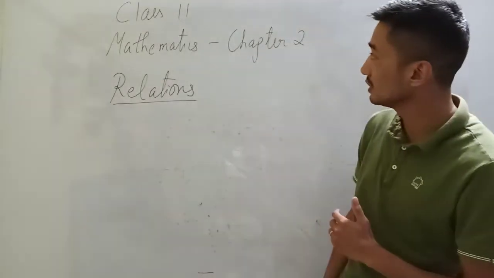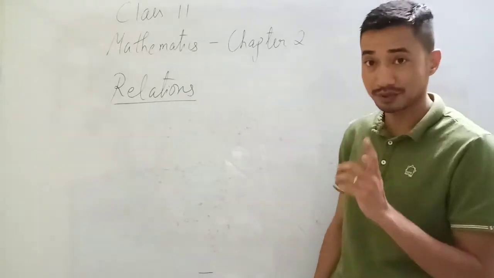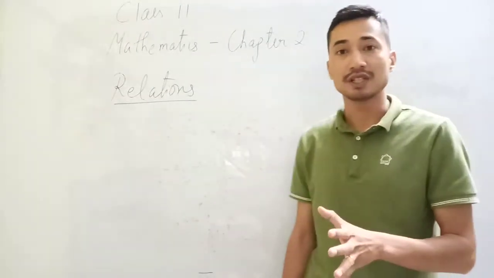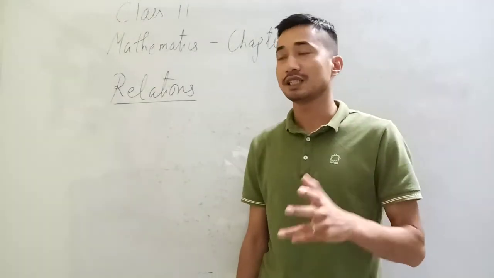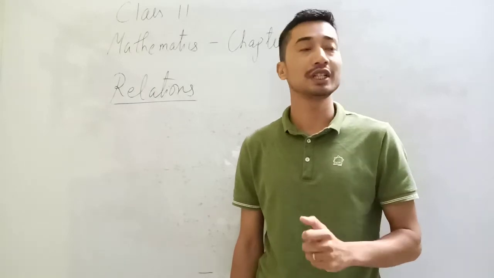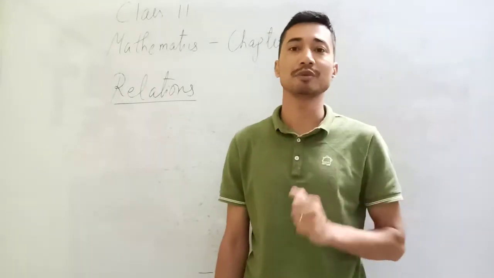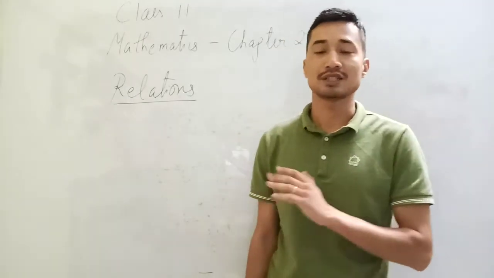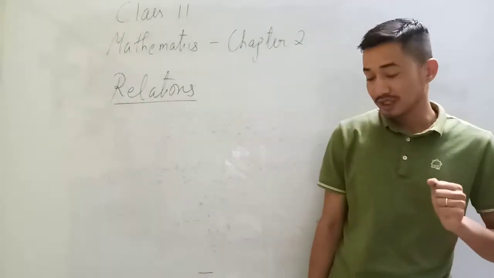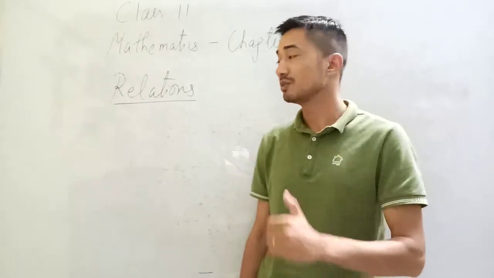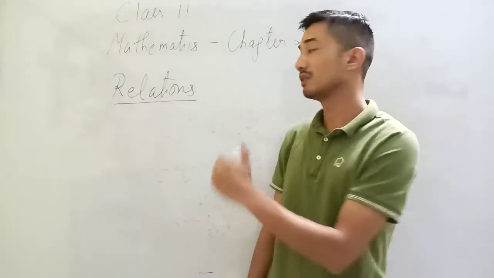So today we're going to continue with class 11 mathematics chapter 2, relations and functions. In the first video, we studied ordered pairs and the Cartesian product of sets. How do we multiply two sets, or three sets also. So in this video today, we are going to discuss relations.